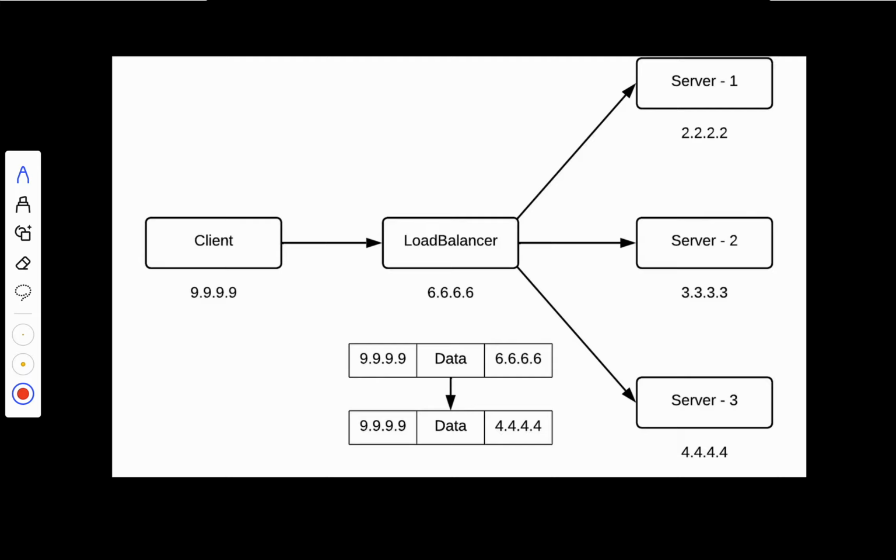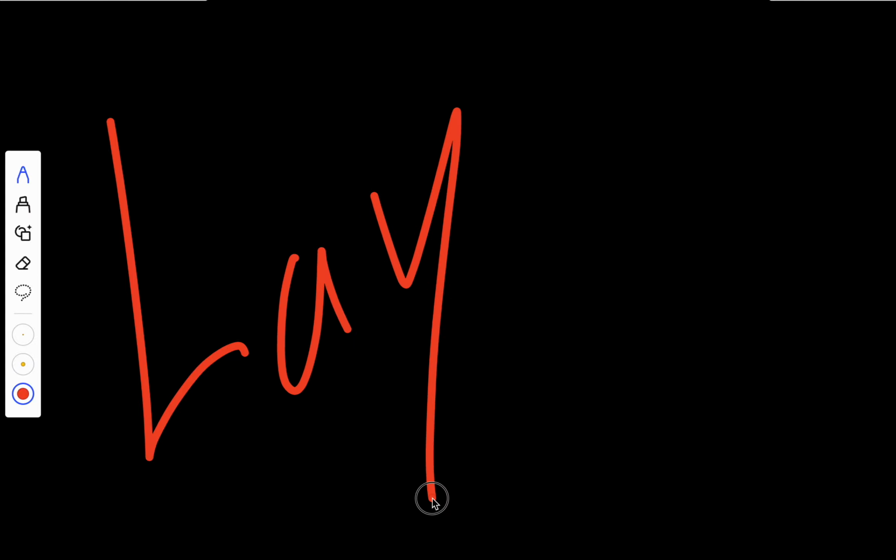Okay, so where is Layer 7 used? Layer 7 is used in CDNs because it ensures fast delivery of pages and media. It's also used in API gateways, managing microservice traffic efficiently. It's used in streaming services like Netflix and YouTube. Also, it's used in e-commerce.